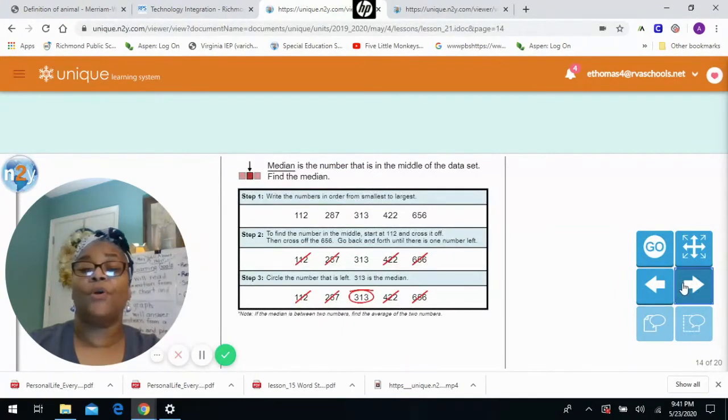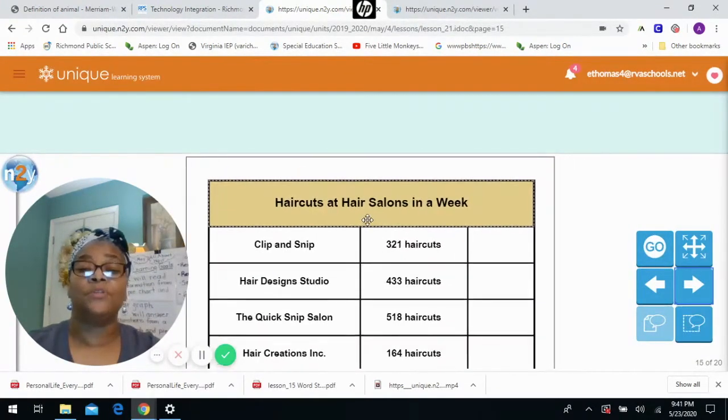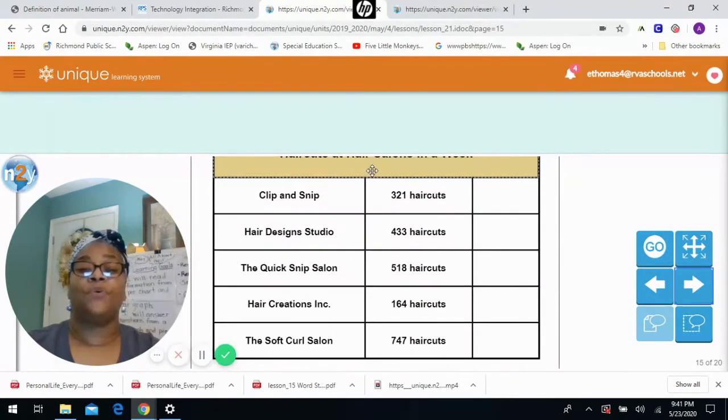Okay, now we're going to go on. So we're talking about haircuts at hair salons in a week. So we have Clip and Snip. These are the names of the hair salons. So Clip and Snip, they cut 321 haircuts.